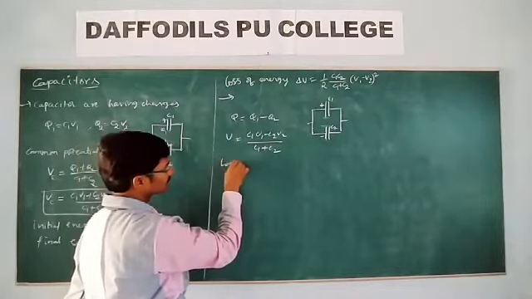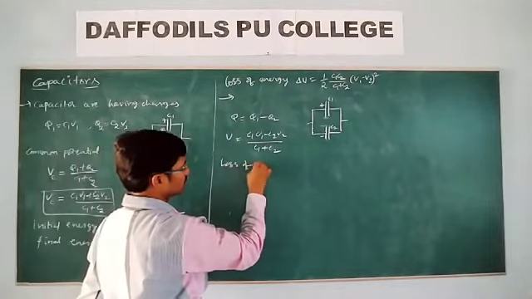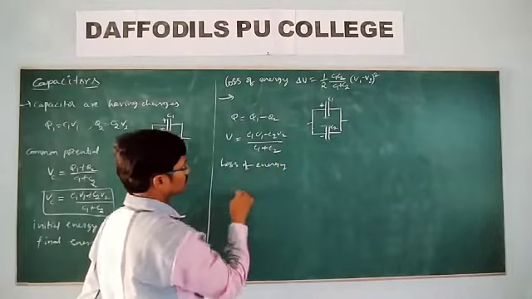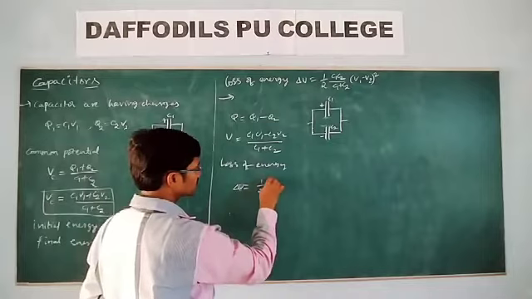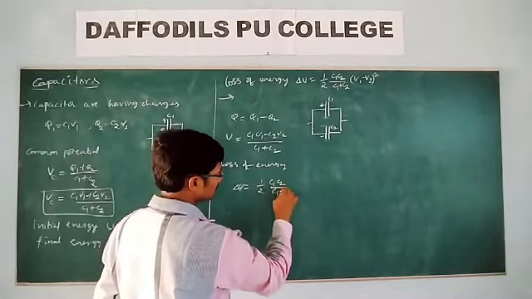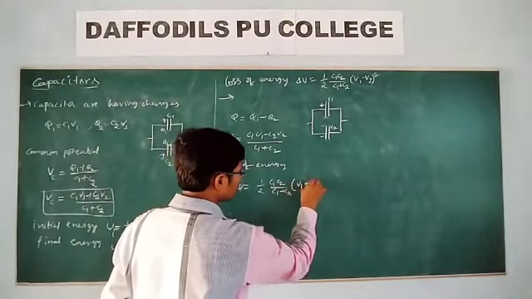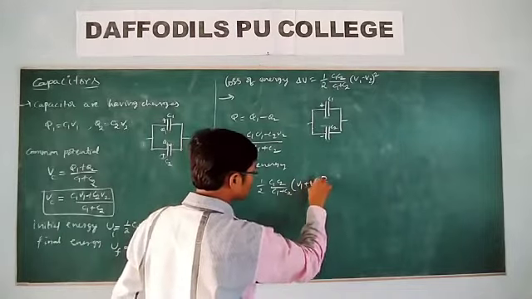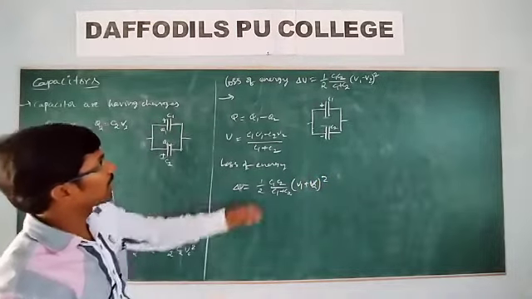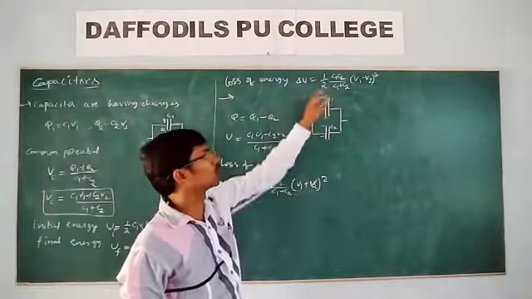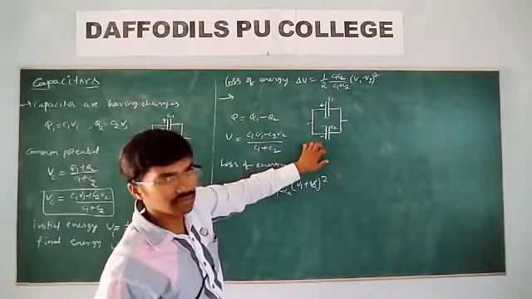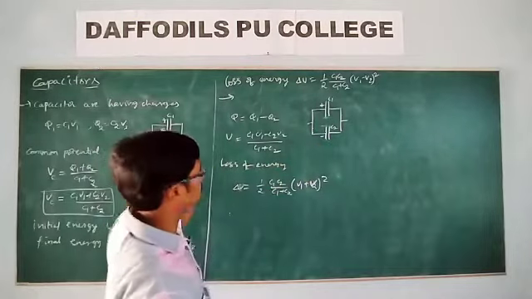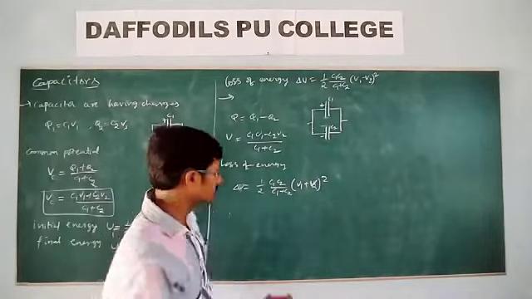Then what will be the loss of energy in this combination? Loss of energy, delta U, is equal to half C1 C2 by C1 plus C2 into V1 plus V2 whole square. Now you can observe the loss of energy in this combination is more than that of the previous combination. Is it okay? In this case the loss of energy is more compared to the previous case.